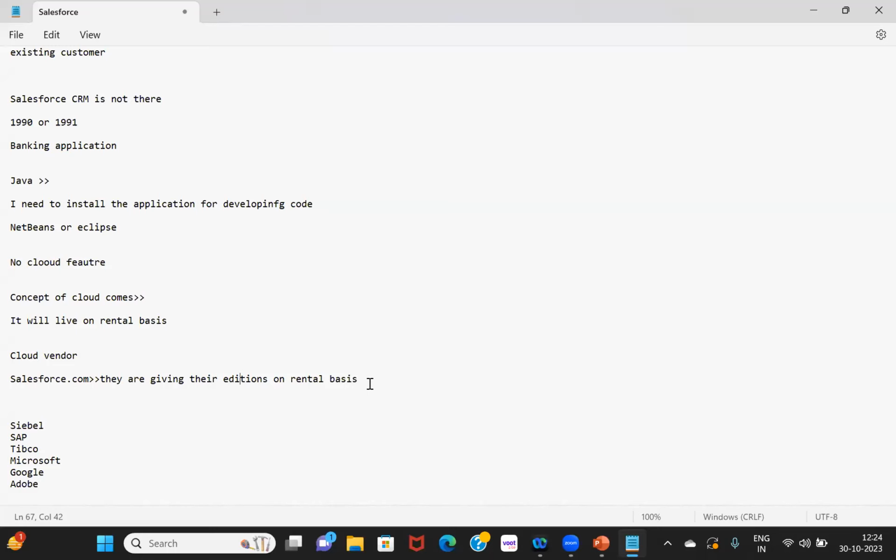Salesforce is not a product that you can buy. What you are doing is taking their editions on the rental basis. It's a costly product. You cannot just go and buy Salesforce directly. So it's a benefit for both.